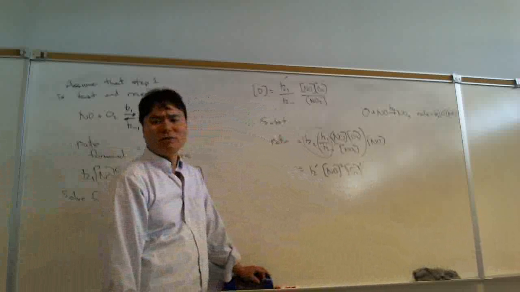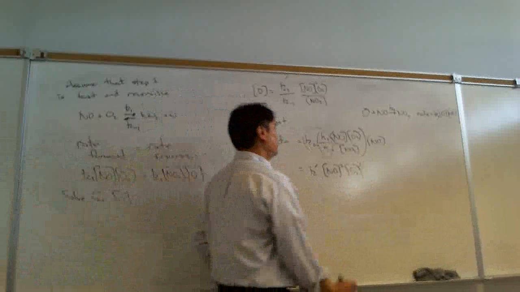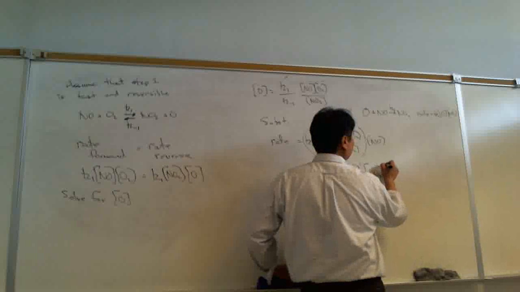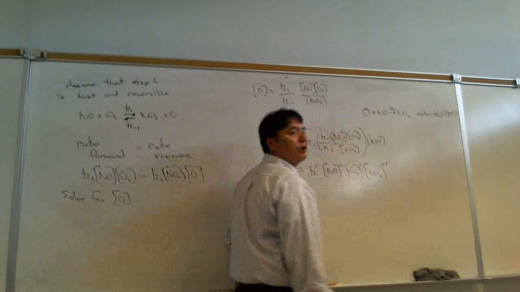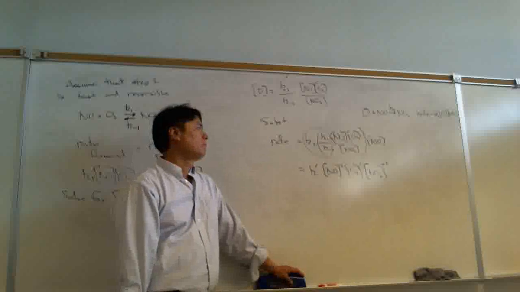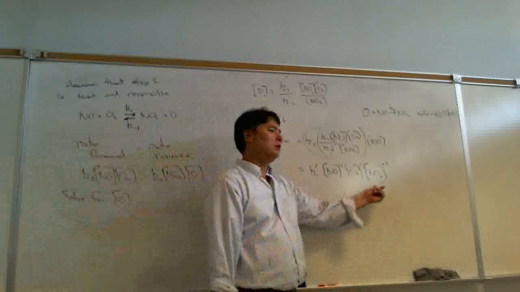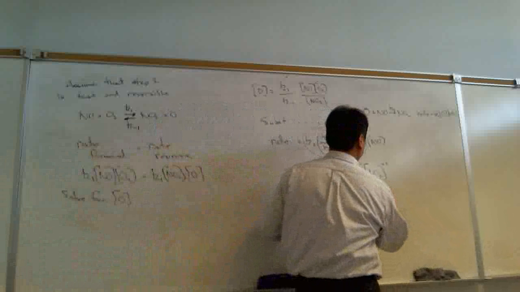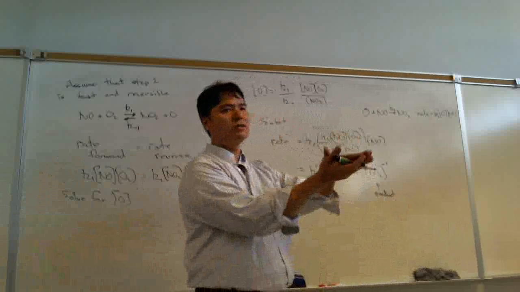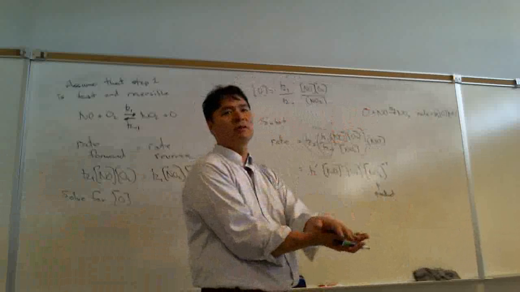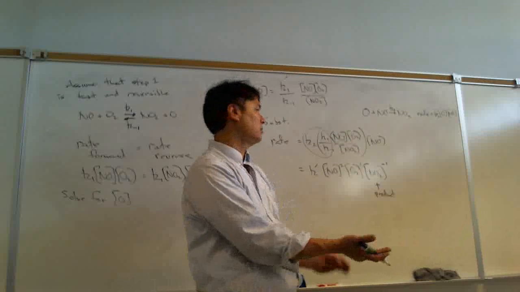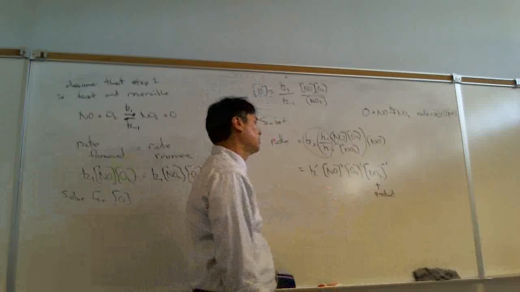But NO2 is in there. NO2, you know what order it is? Negative 1 order. And so this is product. And so what this reaction is saying is as the product concentration builds up, it's going to slow down the reaction. So this is some kind of negative feedback there.